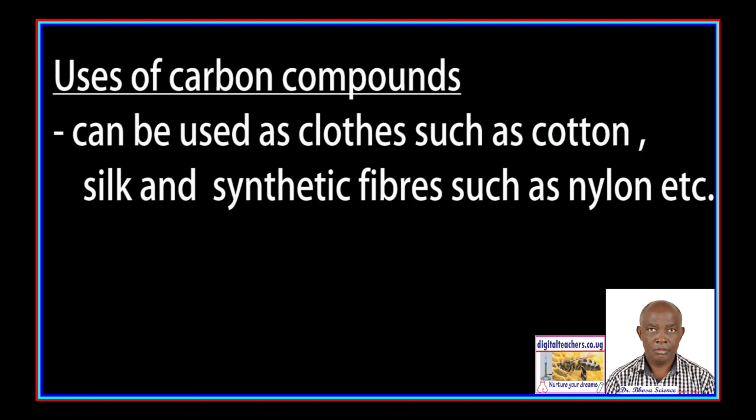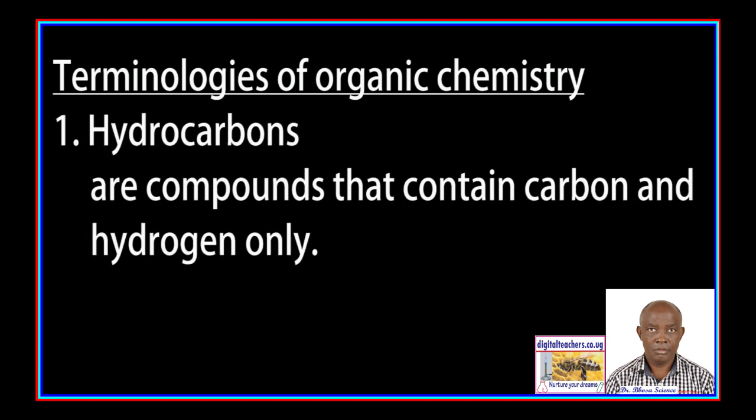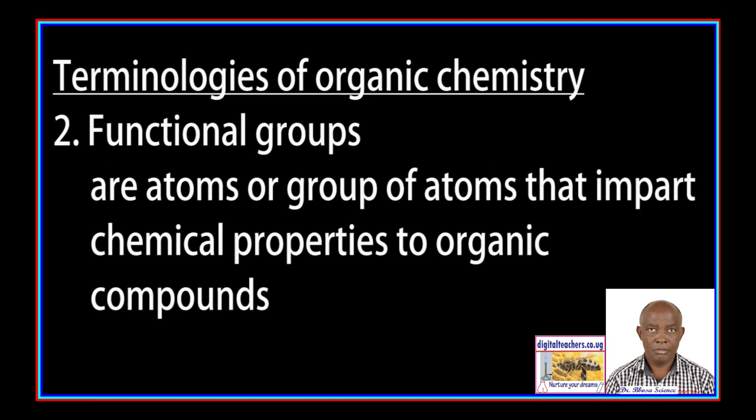They can be used as clothes, such as cotton, silk, and synthetic fibers, such as nylon. Terminologies of organic compounds. 1. Hydrocarbons. Hydrocarbons are compounds that contain carbon and hydrogen only.